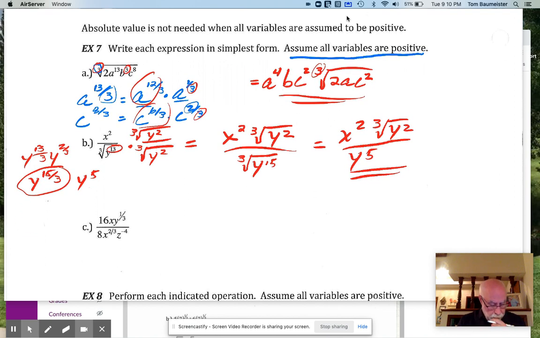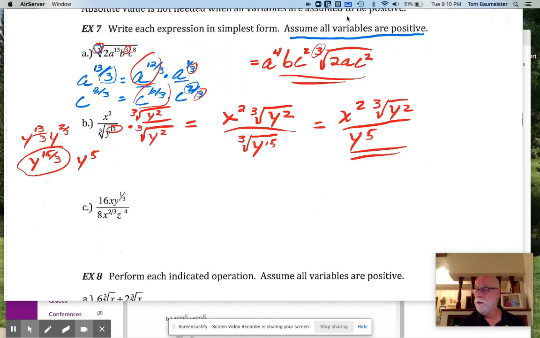All right. Let's see. On C, now I want you to think about stuff again. Here's what I've noticed a bunch of times. A lot of people will forget that you can reduce a fraction. So I kind of said the easiest thing to do here is, what is 16 divided by 8? That's going to be 2.